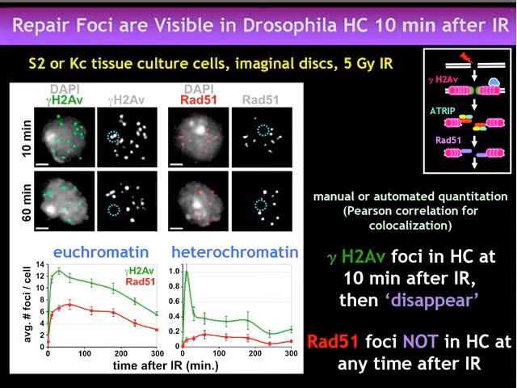If we look now at the Rad51 protein behavior, what you see in euchromatin is kinetics that are similar to what happens with the phospho-H2AV, but in the heterochromatin you rarely, if ever, see Rad51 foci within that domain.